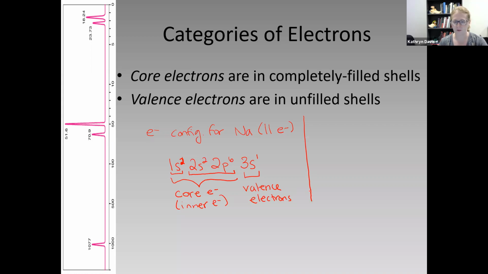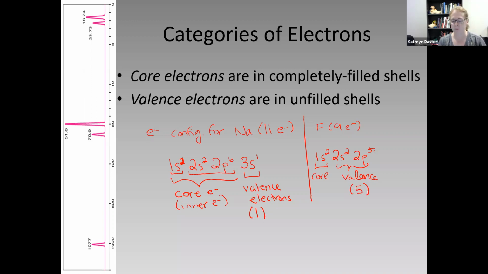Similarly, let's go ahead and do fluorine. Fluorine has 9 electrons. 1s2, 2s2, 2p6, sorry, not 2p6, I can't add, 2p5, right? This is core because it's full. These are valence because it's not full. There's 1 valence electron here, there's 5 valence electrons here.